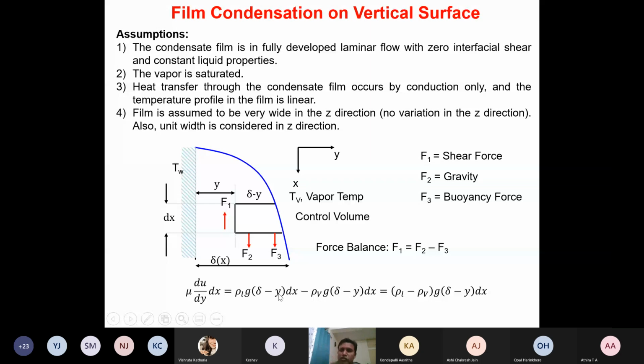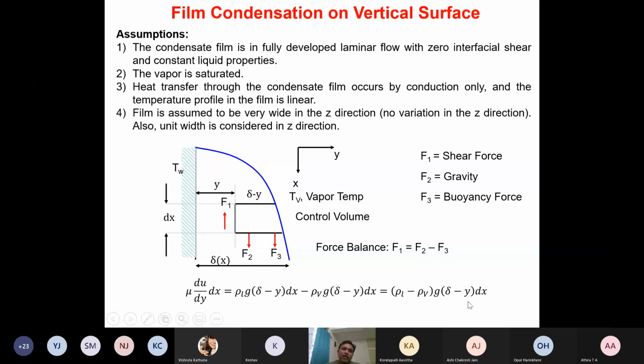Similarly, the buoyancy force will be again given as rho v, since the vapor is going to oppose the movement of this particular fluid element which is coming downward. So therefore rho v into g into (delta minus y) into dx and multiplied by 1, so that 1 is omitted. So this we can rearrange. After rearranging, what we get is (rho L minus rho v) g (delta minus y) dx. So that is the expression we are going to get.